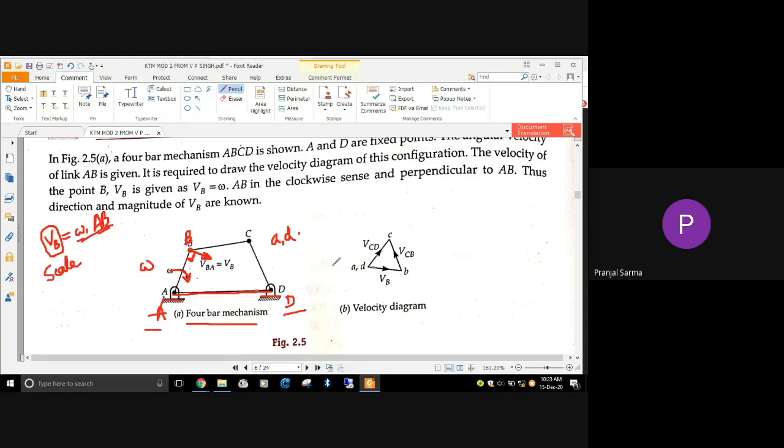So we'll start from what is known. Starting from point A, we have VBA, in which direction? This direction, perpendicular to AB. Whatever numerical value we have obtained for omega into AB, as per the scale, you will consider that as the length and draw this particular line. That is your VB or VBA, and this point is the small b point.